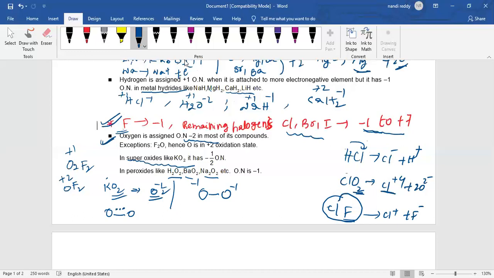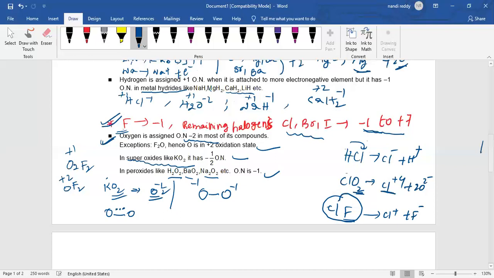So, the oxygen oxidation number is always generally -2. It shows positive oxidation state only when combined with fluorine. Then superoxides -1/2, peroxides -1. These are the points you have to remember with respect to oxygen.